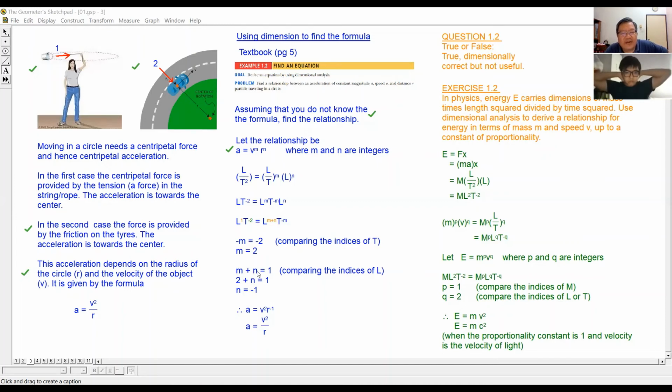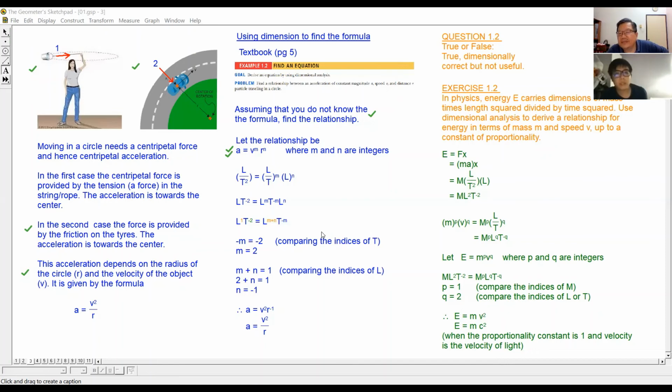Okay, so I form this equation. Then what is m earlier on? We have found out earlier on m is 2. So the 2 you bring over to the other side. 1 minus 2 is negative 1. So n is negative 1.